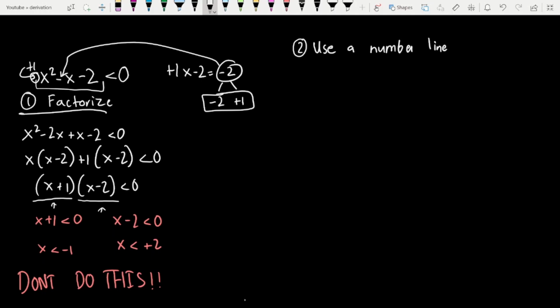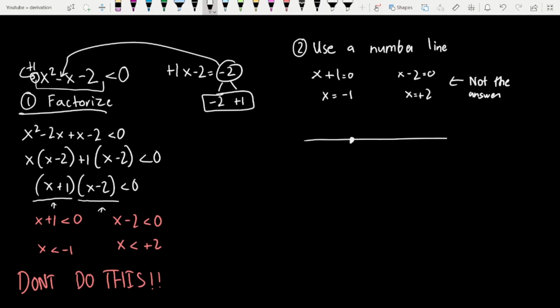Now what I want to do with these is I want to have an x plus 1 and my x minus 2, and I'm going to put this equal to 0, put this equal to 0 as well, and then I'm going to solve out, get a minus 1, and get a positive 2 over here. Now again, I'm just going to write these are not solutions, so these are not the answers. These are just going to help me make my number line. So I'm going to make my number line. I'm going to have my minus 1 over here, going to have my plus 2 over here.